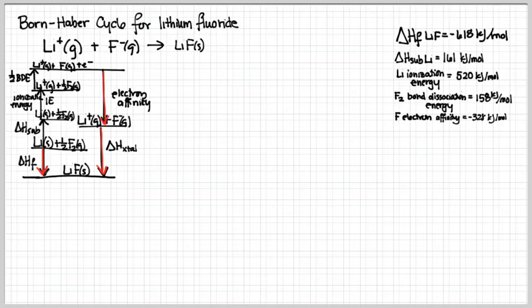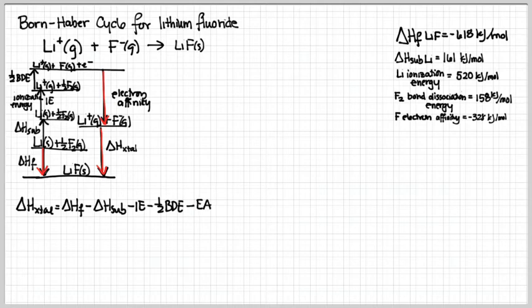And so because of that, that's going to affect the sign of these things when we go to calculate it. So if we put all of this together, we will see that the lattice energy is going to equal the heat of formation minus the heat of sublimation minus the ionization energy minus half of the bond dissociation energy minus the electron affinity.